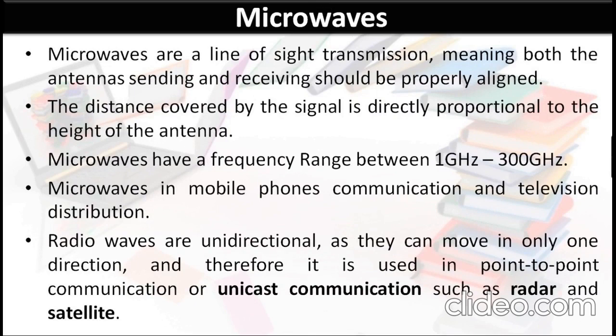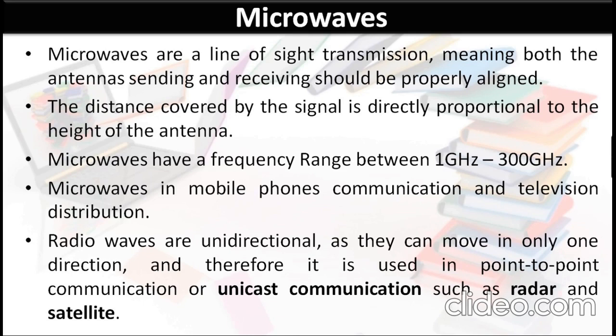So what happens in the microwaves? Always the sending antenna and receiving antenna should be properly aligned. The distance covered by the signal is directly proportional to the height of the antenna. The two antennas must be in a straight line, the sending and the receiving. That is the first and foremost point we have to remember in the microwaves. And also the microwave signals range between 1 gigahertz to 300 gigahertz. So already we have studied 300 gigahertz.